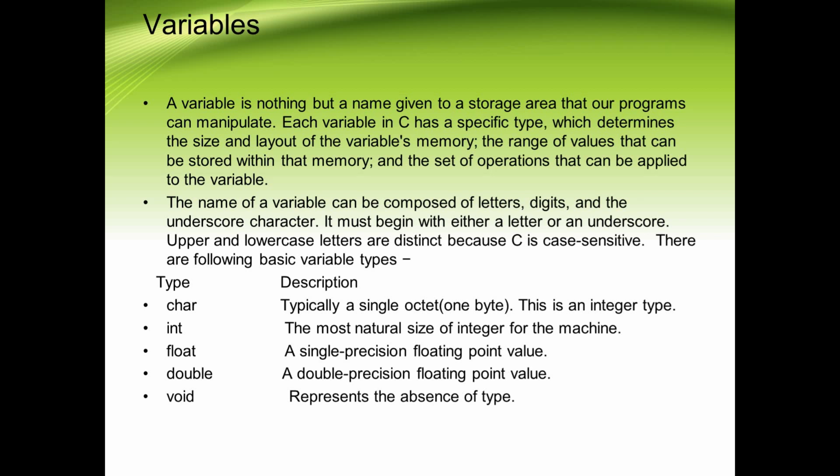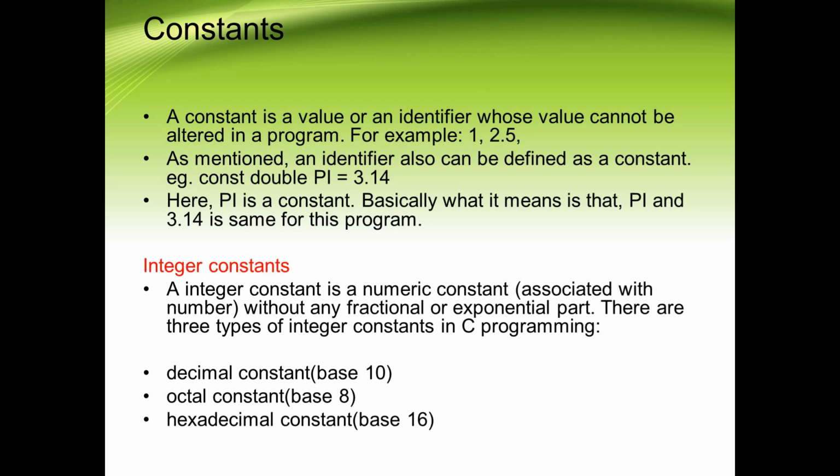There are some data types, written in lower case letters, like char. This is a typical octet. Int is the integer type, the most natural size of the integer for the machine. Float is a single precision floating point value. Double is a double precision floating point value. And void is used to represent the absence of type.